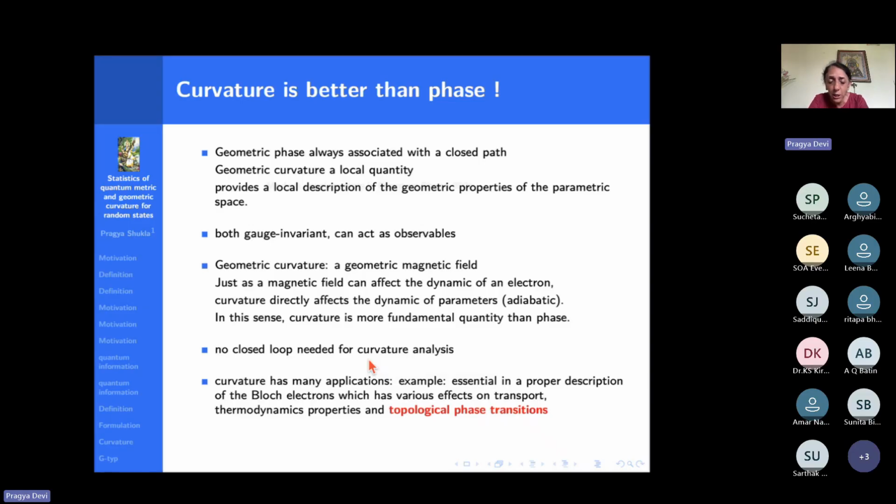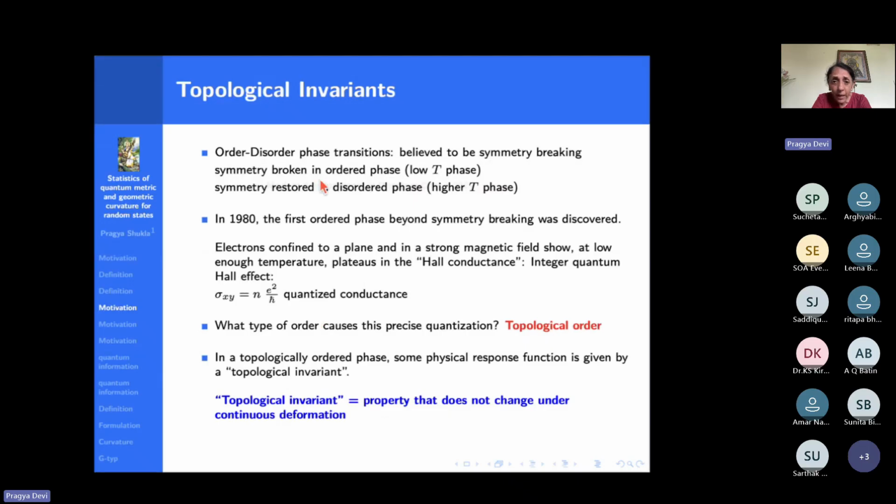For example, there was a talk just before my talk, and that was about topological materials. And again, I will use the same example. For example, it has been used in the proper description of Bloch electrons, which has various effects on transport, thermodynamic properties, and topological phase transitions. Now, this geometric phase and geometric curvature are also connected to a very important criterion, and that is topological invariant. So let me just briefly give you the basic idea.